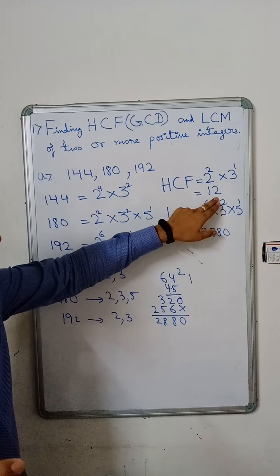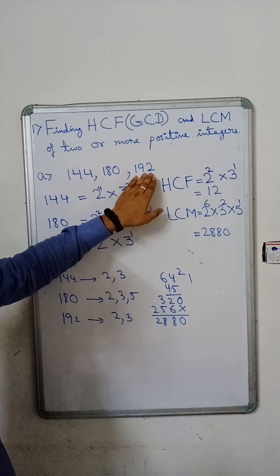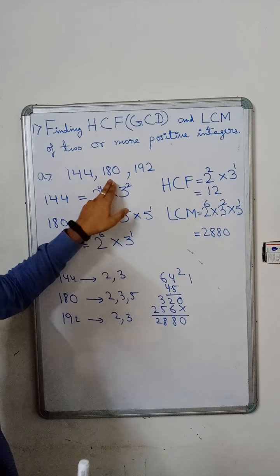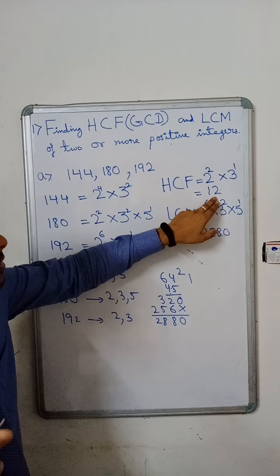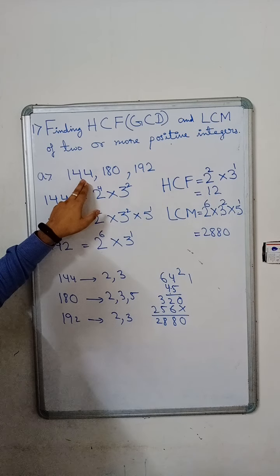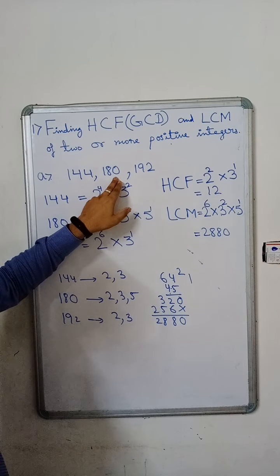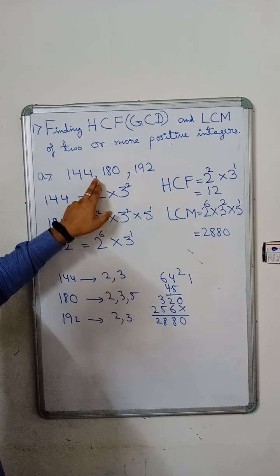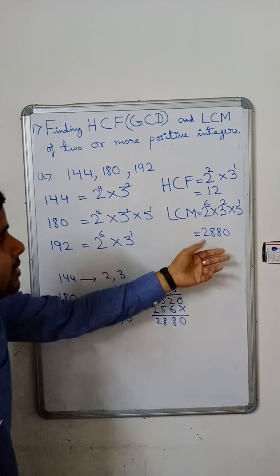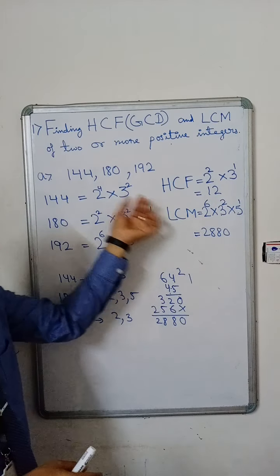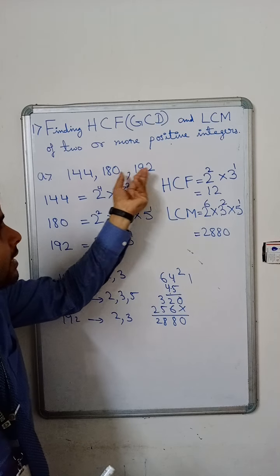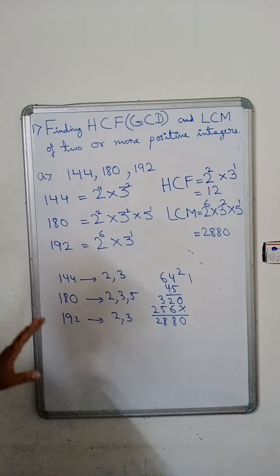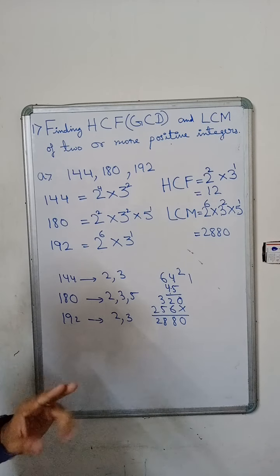Let's look at the answer and compare, to derive the relationship here. We are finding that 12 is a number. When we say that the HCF of these three numbers is 12, it means 12 is a number which exactly divides 144, exactly divides 180, and exactly divides 192. And when we say the LCM of these three numbers is 2880, it means this is the number that is exactly divisible by 144, 180, 192. Make sure everyone understands. This is the way you can determine the HCF and LCM of two or more integers.